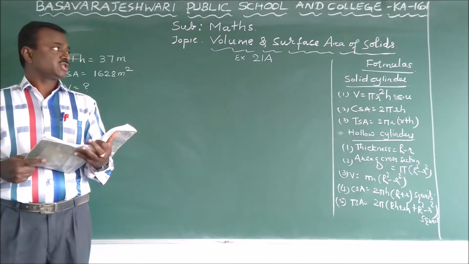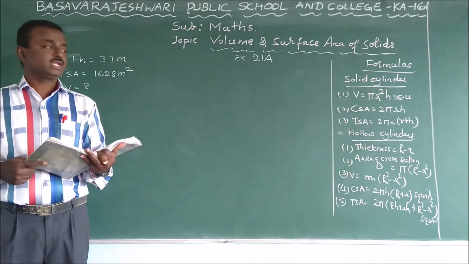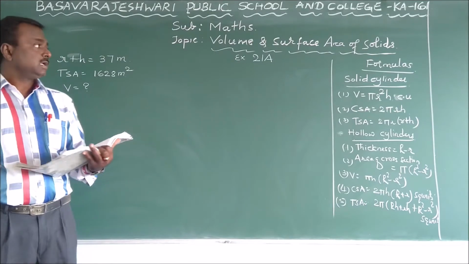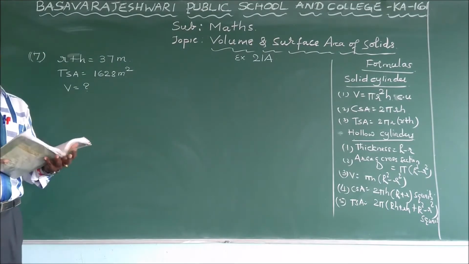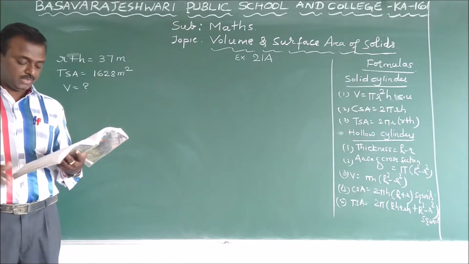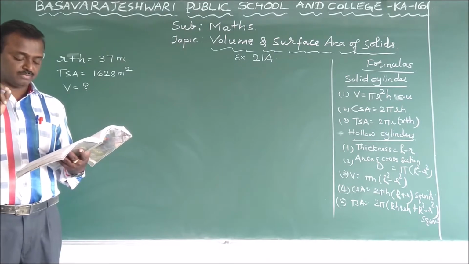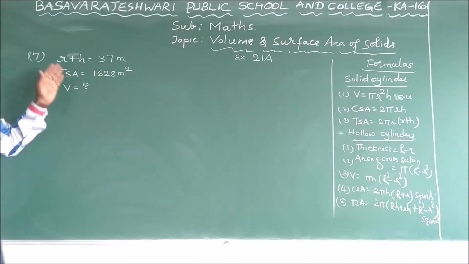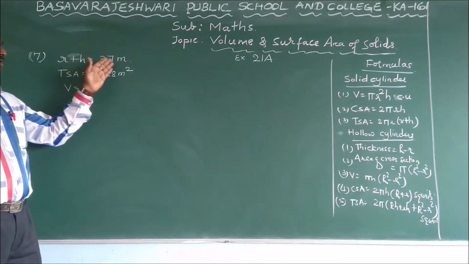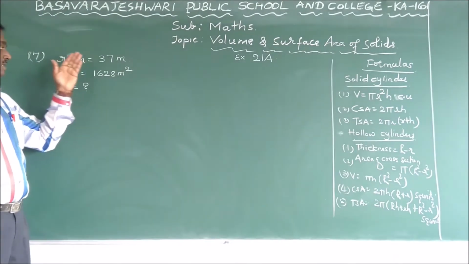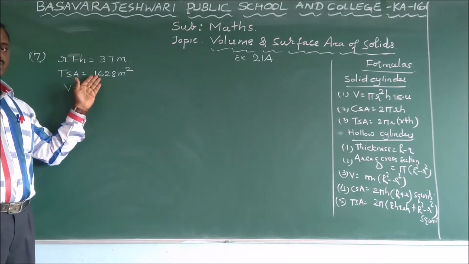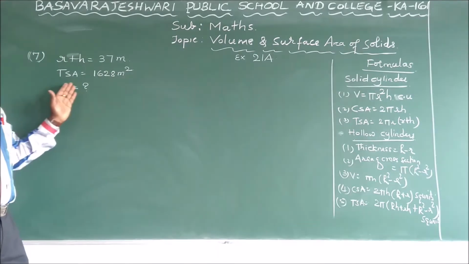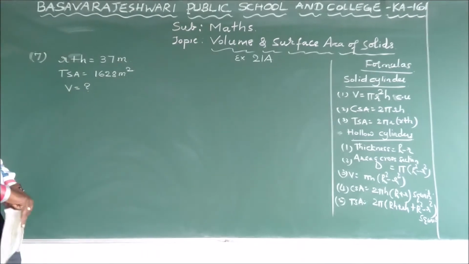Good morning, students. In this session, we will continue with volume and surface area of solids, exercise 21A. In that, question number 7. The sum of the radius of the base and the height of the solid cylinder is 37 meters. So, radius plus height is equal to 37 meters. And the total surface area of the cylinder is 1628 meters square. We have to find the volume.